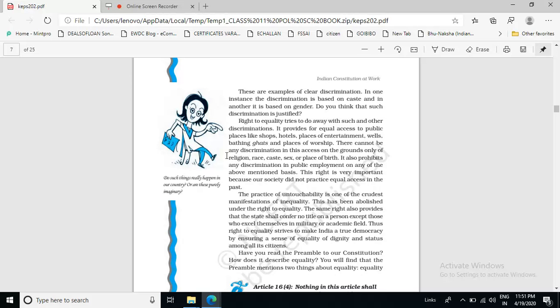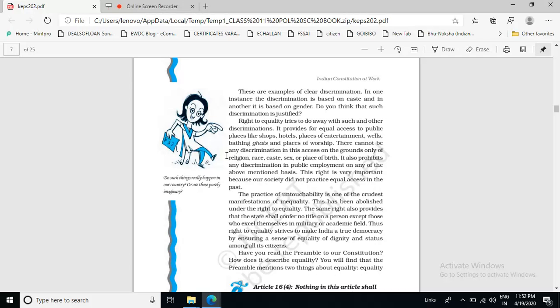But after independence and under the new constitution, our constitution prohibited the state from giving any kind of title to any person, except in two fields. If a person excels in either the military or academics, then only will he be given a title. Otherwise he will not be given any title. In academic fields, someone is given the title of doctor when he completes his PhD, and likewise in the military people get titles. So they will get titles only when they excel in the military or academic field, not for any other reason.